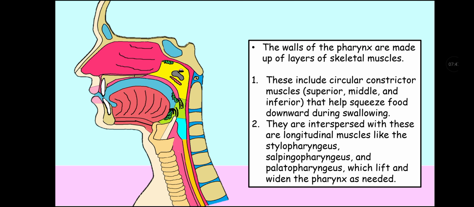And then there are other types of muscles that are interspersed between these circular muscles, and they are longitudinal muscles like the stylopharyngeus muscle, salpingopharyngeus muscle, and palatopharyngeus muscle. They lift and widen the pharynx as needed.